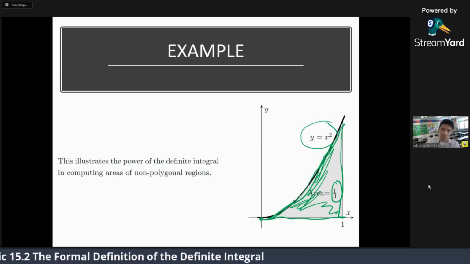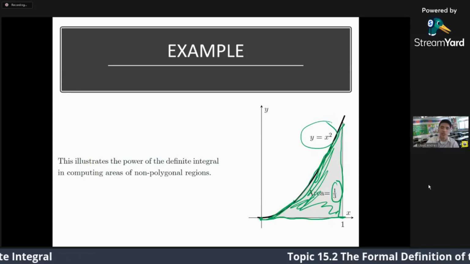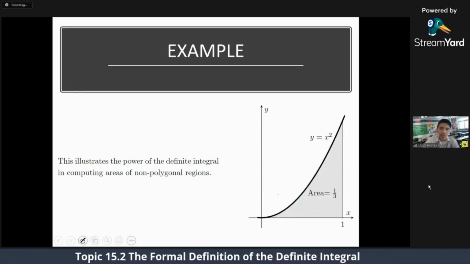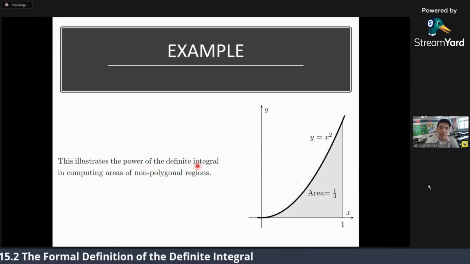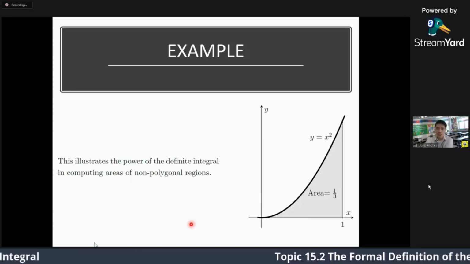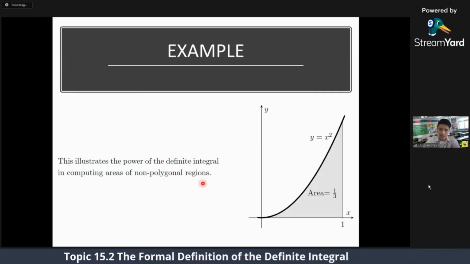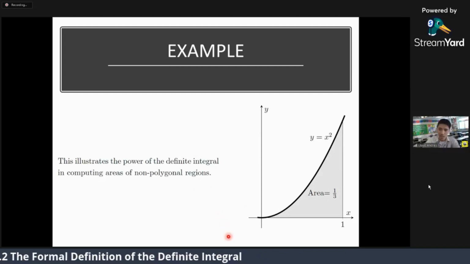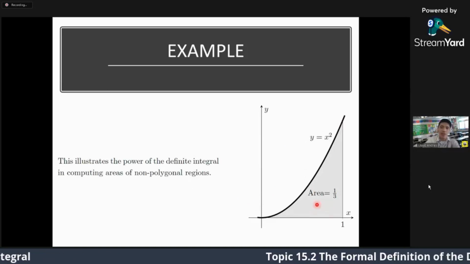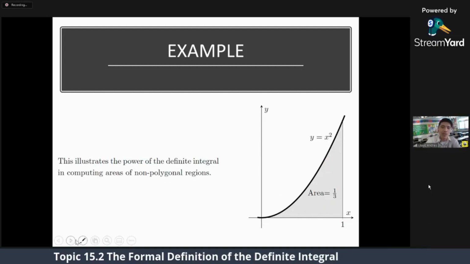Again, dili man ni siya triangle, so dili nato siya ma-solve using geometric formula lang, simple geometric formula. So kailangan siya og definite integral. So this illustrates the power of definite integral in computing areas of non-polygonal region. So ang isa sa mga gamit sa definite integral is to solve the area of non-polygonal regions. So kanang mga irregular nga mga shape, labi na non-polygon siya. Dili siya straight edge. So kato ang isa sa mga gamit niya.